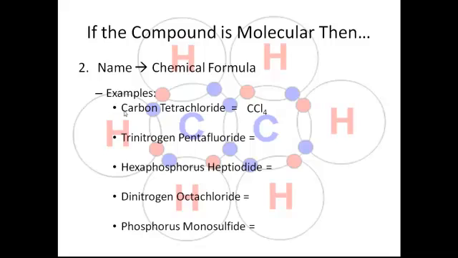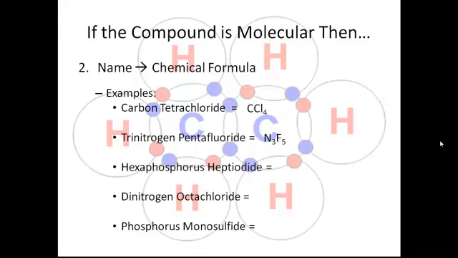Since you don't see a prefix in front of carbon, you can assume that it's one of those mono, where the mono is ignored. Next one, trinitrogen pentafluoride. I like these because you don't have to do charges or crisscross. You just write down what you hear. How many? 3. N3. Fluoride, how many F's? Penta, that's 5. So N3, F5.